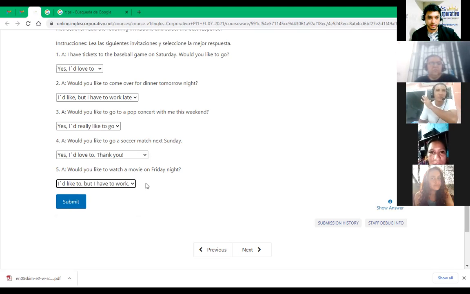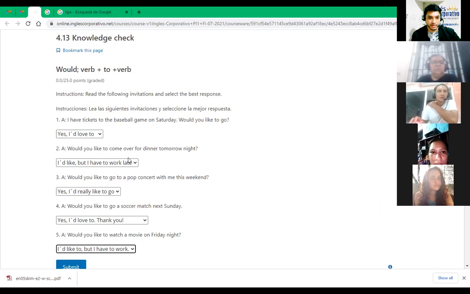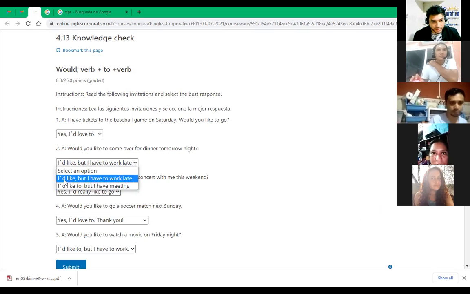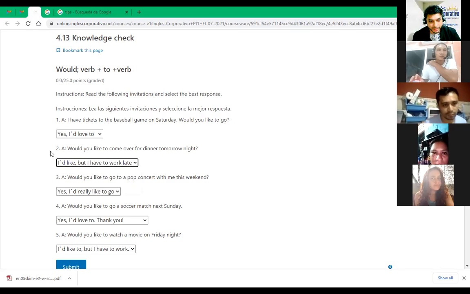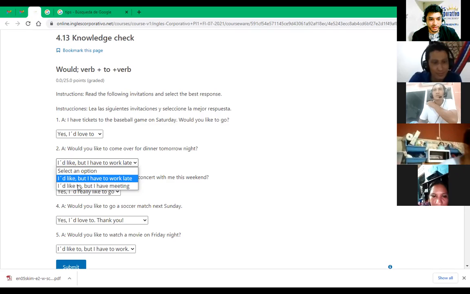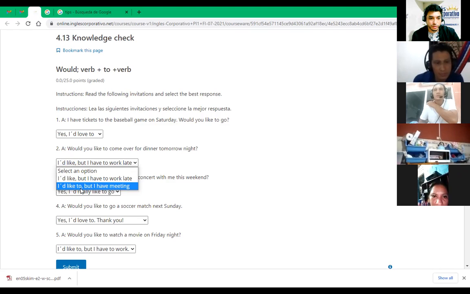Teacher, la segunda pregunta, supuestamente la respuesta es la tercera. The second one. Sí, según la plataforma es la... this one. I tried with the first one and it was wrong. Let me check. Do you mean this one? The number two. Según la plataforma es la número tres, la respuesta. That one. I like to, but I have a meeting. Yes, because it doesn't have the to in the first option. We need to say, I like to. I would like to. I like to, but I have a meeting.